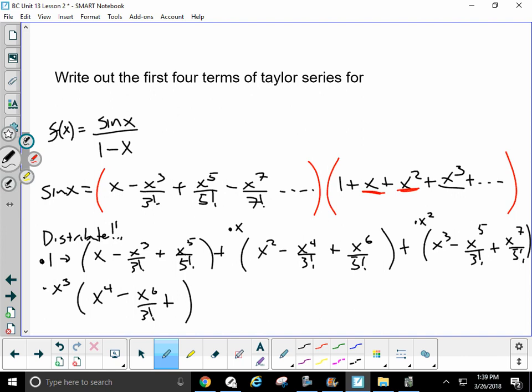Now we can start combining our like terms, and we can see that I'll have an x. I just have one of those. I have an x squared. Then I have this x cubed and this x cubed. So 3 times 2, that's going to be 6. So I have an x cubed minus an x cubed over 6. So that would be 5/6 of an x cubed.